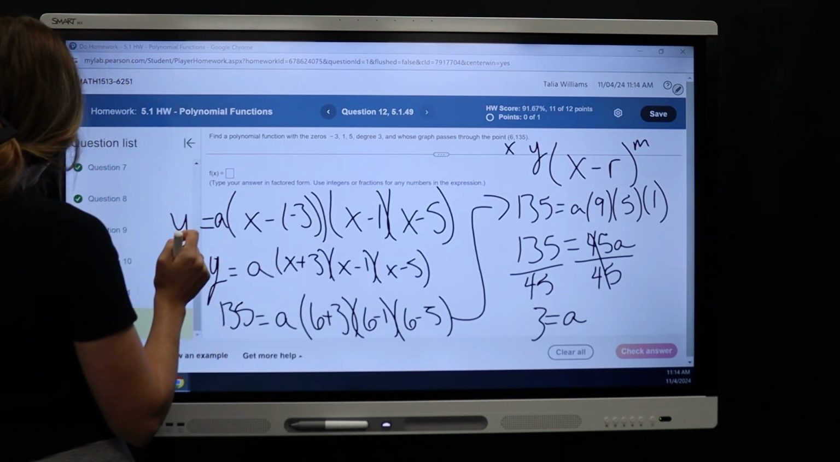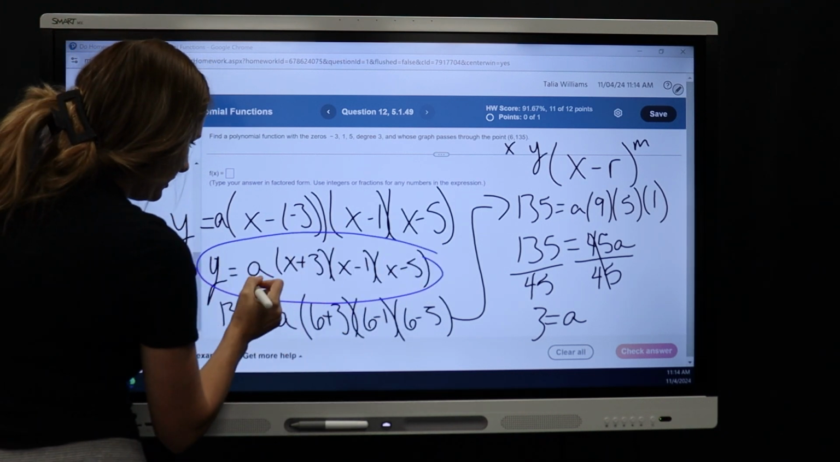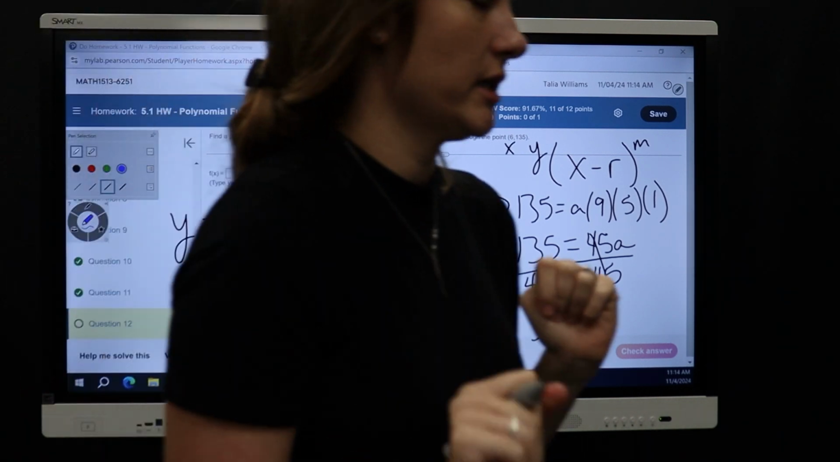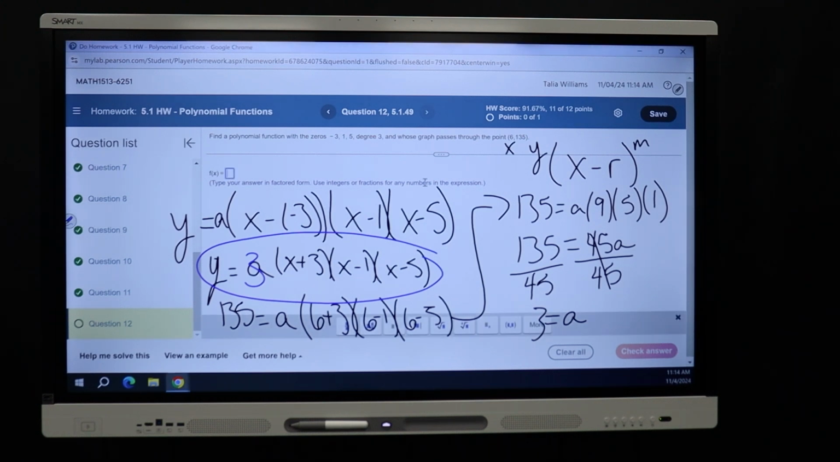So we're going to type this in, but instead of a here, we're going to do 3. And you're not going to type y because we're using function notation. So I have 3 times x plus 3, x minus 1, and x minus 5. Degree is 3. We have an a. Let's check that answer.